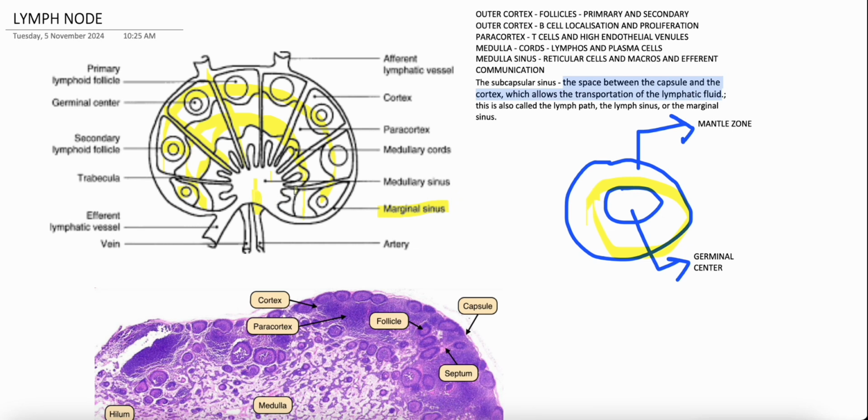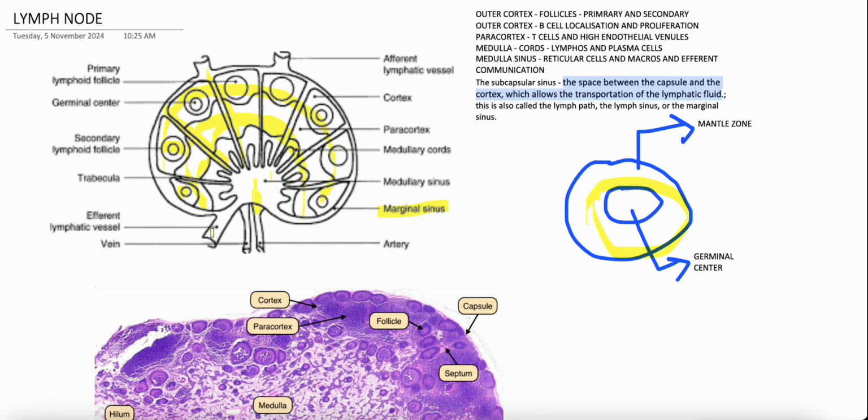Now there are certain extensions of this medulla into the cortex and paracortex. Those are called your medullary cords, and these medullary cords contain your plasma cells and lymphocytes. Now we will also have a marginal sinus. The marginal sinus is also called your subcapsular sinus, because it lies just beneath the capsule, between the capsule and the cortex, and it is there just for the fluid.